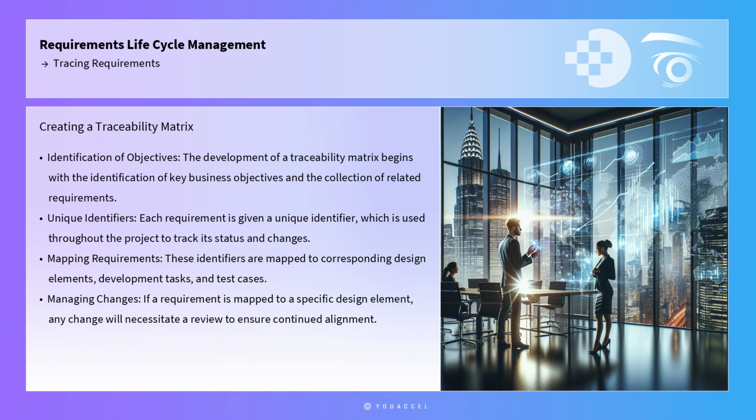In practice, the development of a traceability matrix begins with the identification of key business objectives and the collection of related requirements. Each requirement is given a unique identifier, which is used throughout the project to track its status and changes. These identifiers are then mapped to corresponding design elements, development tasks, and test cases. This mapping not only helps in tracking the progress of each requirement, but also ensures that all aspects of a requirement are considered during the development process. For instance, if a requirement is mapped to a specific design element, any change in the requirement will necessitate a review of that design element to ensure continued alignment.